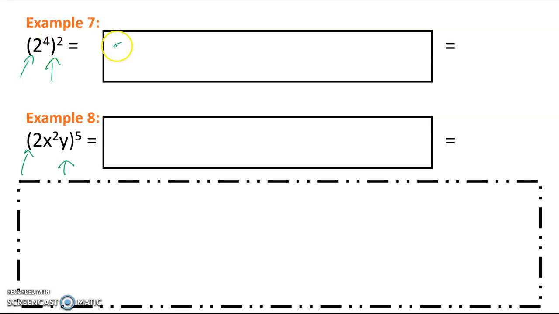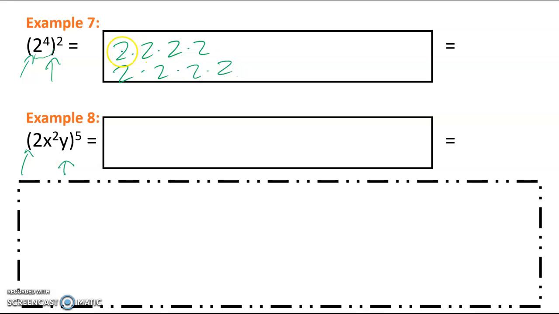If we have 2 to the 4th power, that's 2 times 2 times 2 times 2. And what does squared mean? Squared means that we take whatever's inside here and multiply it by itself again. So if I have 4 2's inside and it's squared, I'm going to take another 4 2's and multiply it again.